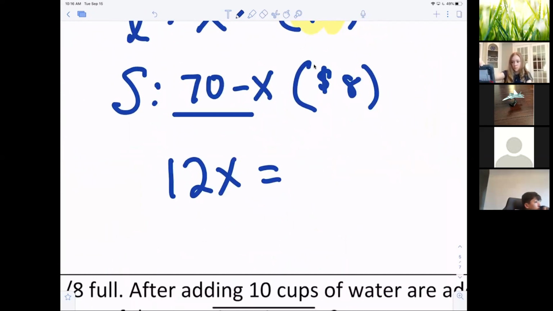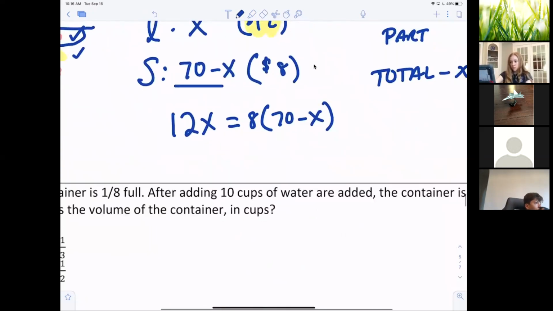Tell her. 8 parentheses 70 minus X. Yes. Hey, does that make sense? All right, come on, guys. That's the important part. I don't care about solving it. That's the important part. Why wouldn't it be 70 minus 8x?